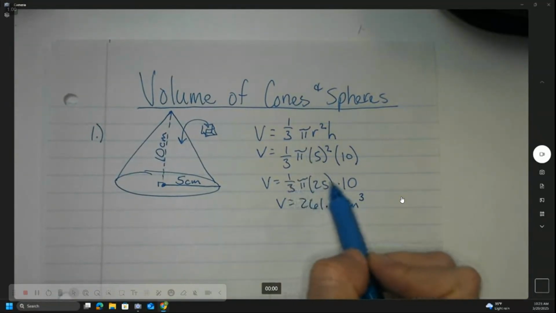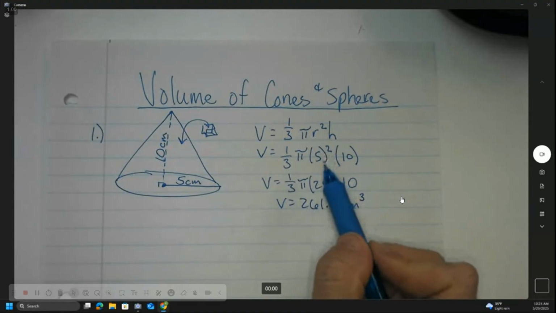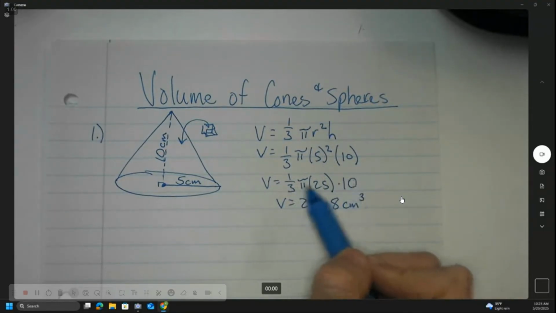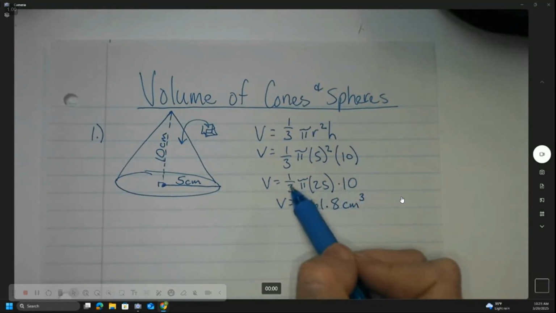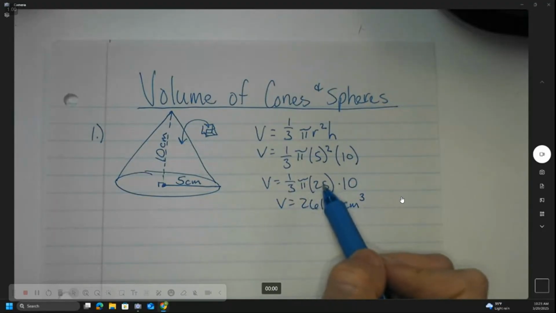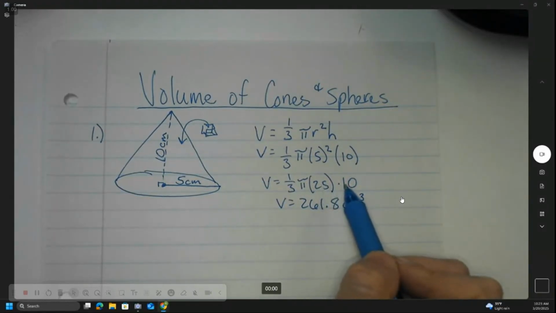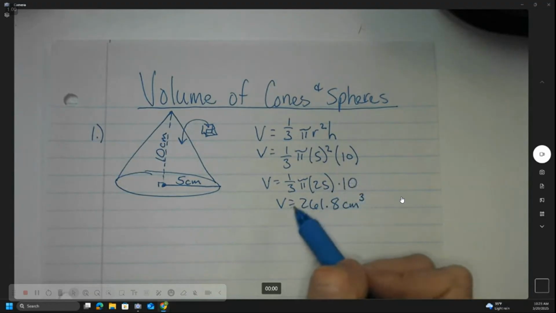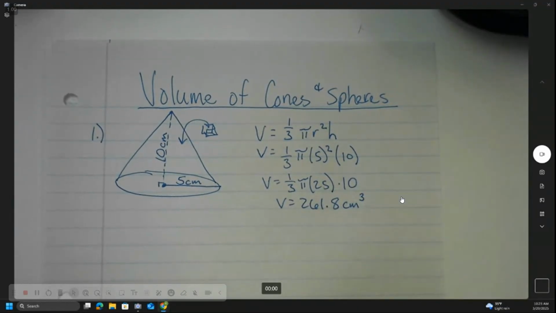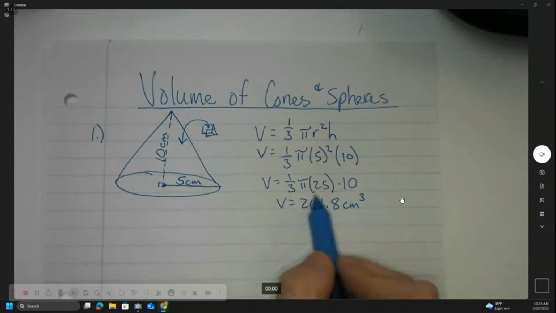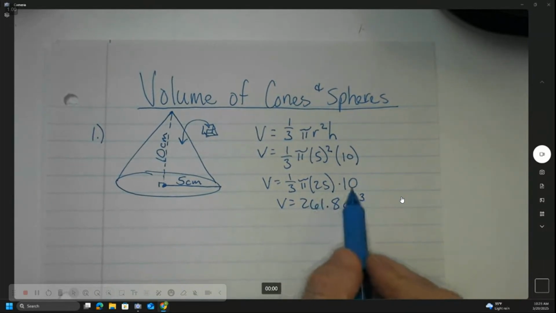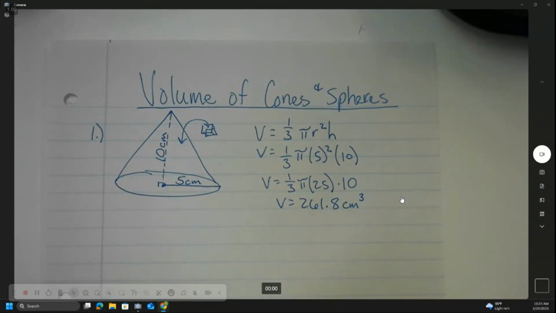Again, following the order of operations, get rid of that exponent first and then work from left to right because it's all multiplying: 1/3 times pi times radius squared times height. If you just work from left to right and plug it all in your calculator, you'll get your answer. You could also solve for all of this, divide by 3, and then multiply by 10 if you need to. It's totally up to you, as long as you work from left to right. That's solving for the volume of a cone.